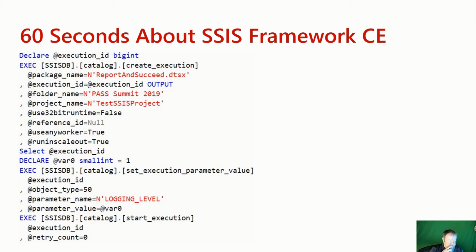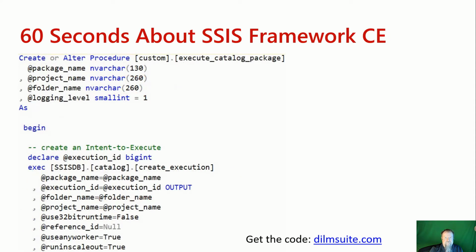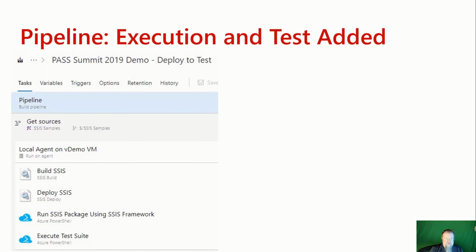So what I did was, what excited me about this is I wanted to run packages that lived in other projects and other folders in the same catalog. And this has all of that in there, the package name, folder name, and project name. So I just encapsulated that code into a stored procedure in a custom schema inside of SSISDB named execute catalog package. And again, you can go get this code. It's free and open source. Go to dilmsuite.com and click on SSIS Framework Community Edition. You can pick this right up.